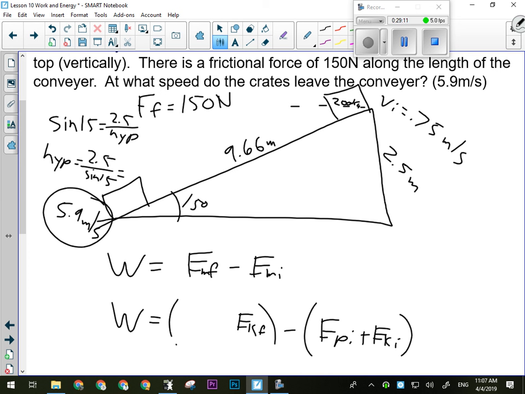Sorry, how do you find the distance? I just did trig. I knew this side of the ramp, I knew how high the ramp was, and I knew the angle. So I found the hypotenuse, which is the length of the ramp.